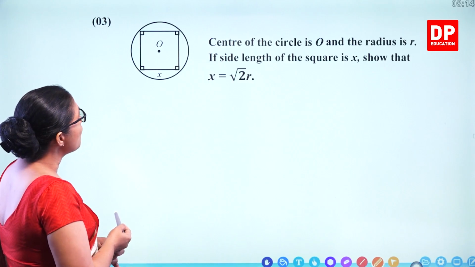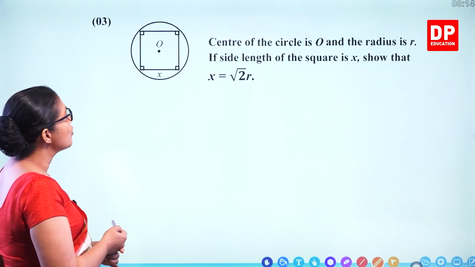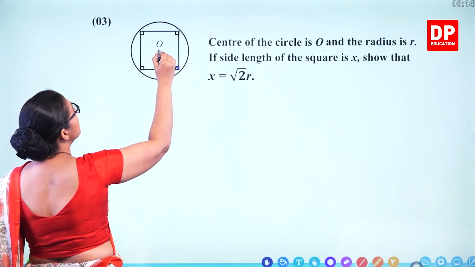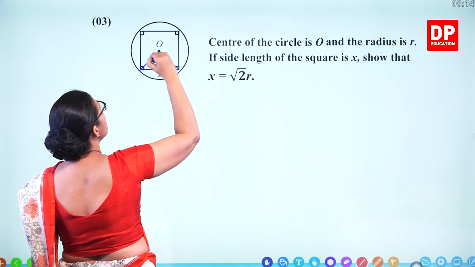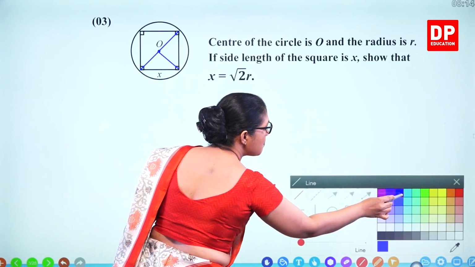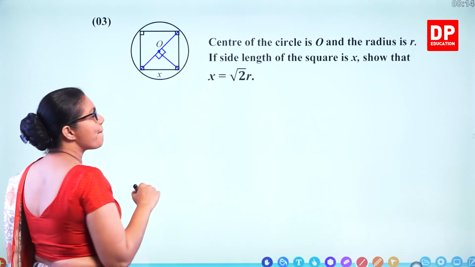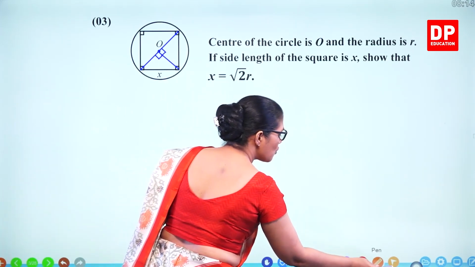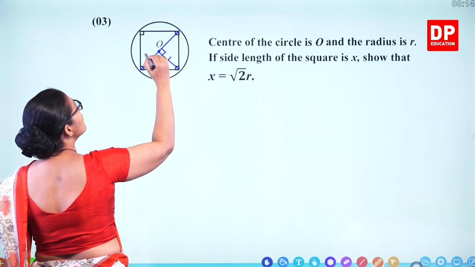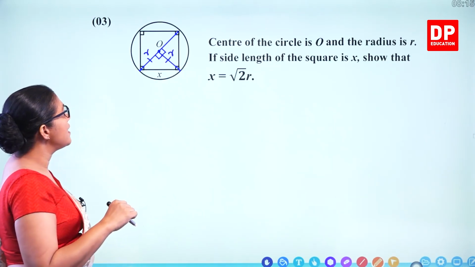Question number 3. The center of the circle is O and the radius is r. If the side length of the square is x, show that x equals root 2 r. So we'll draw a line here. What can you say now? When you connect the diagonals, we know that diagonals bisect each other. So this is 90 degrees. Diagonals bisect each other, so we can create an equation. We know this is r, these are equal. So this is r, this is r, the radius of the circle.